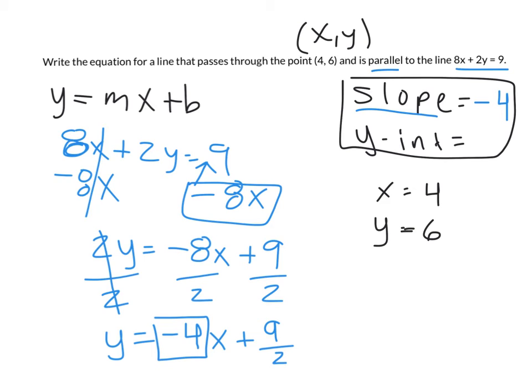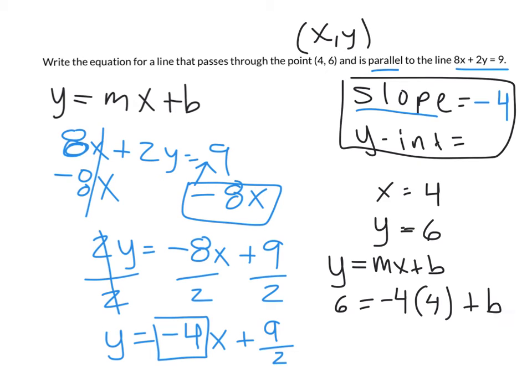And then we need to find a y-intercept, and we can't do that without plugging in for x and y. So now let's focus on our line. We're going to solve y equals mx plus b, and we're going to plug in for y a 6 equals, and for m we're going to plug in negative 4, and for x we're going to plug in positive 4, and then plus b we don't know yet, so we're just going to write plus b.